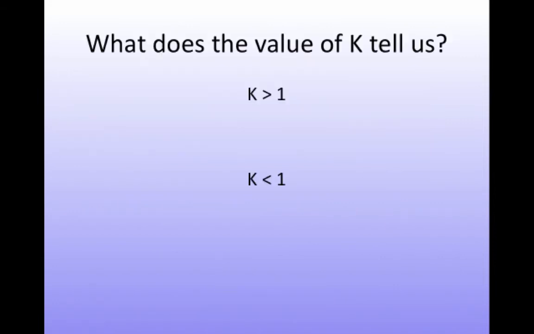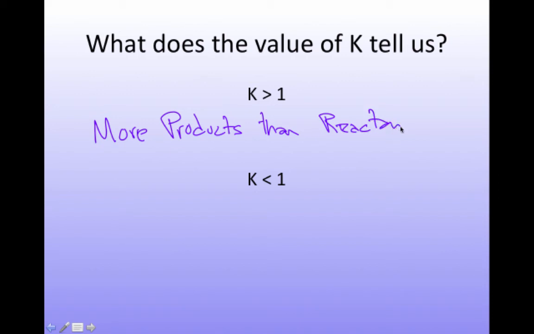What does the value of K tell you in general? We want to divide the world up into 2 situations. K is greater than 1, K is less than 1. What is K? K is pretty much the activities, but it's the concentrations or partial pressures of the products divided by the partial pressure of the reactant. So if there's more products than reactants, K will be greater than 1. So this is more products. More products than what? More products than reactants. And such a reaction, we would say, favors the products.